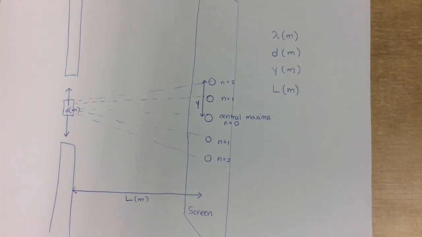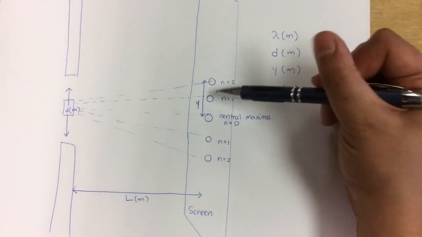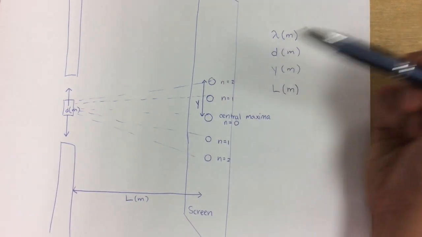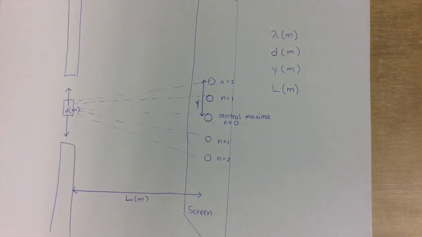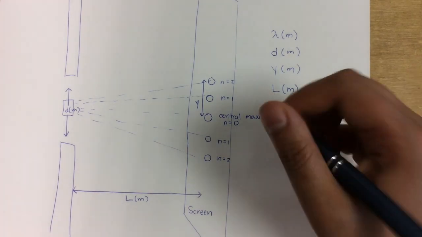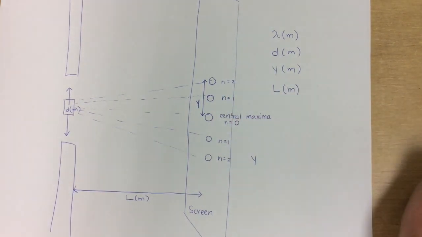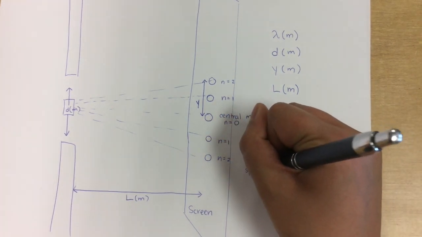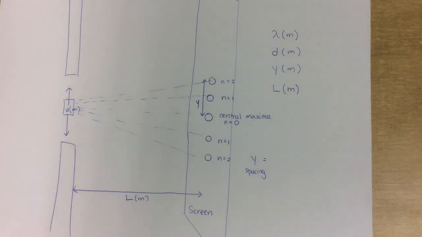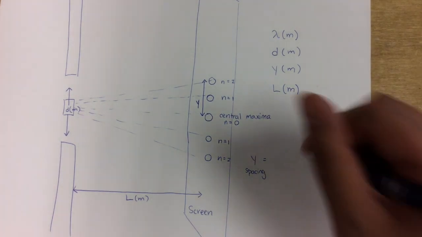The next equation you see is going to have all the distances put together in one equation that shows how the spacing between the bright spots depends on the other three. So, let's see if we can remember this from the lab that we did. We have y, the spacing between the bright spots. That's going to be related to the wavelength.